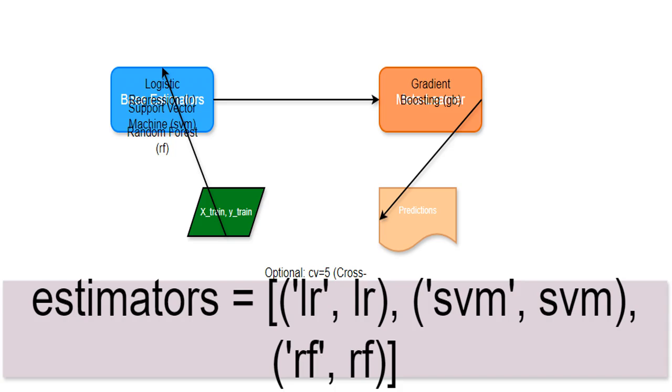Here, I'm defining a list of tuples. Each tuple represents a base estimator. The first element of each tuple is a string name, e.g., LR, for logistic regression, and the second element is the actual model object, e.g., the trained logistic regression model, LR. This structure is how I tell the stacking classifier what models to use and how to refer to them.